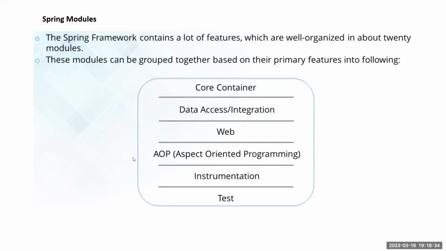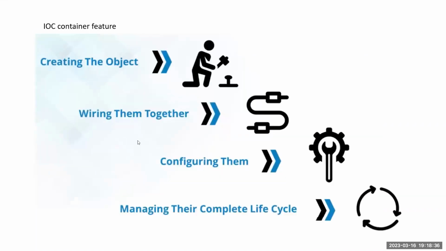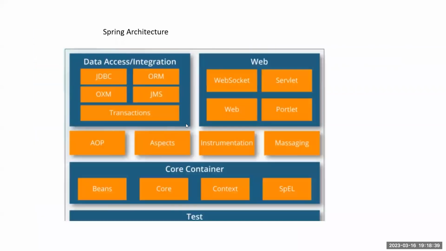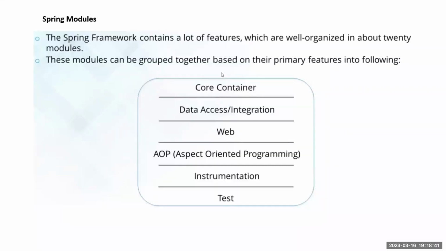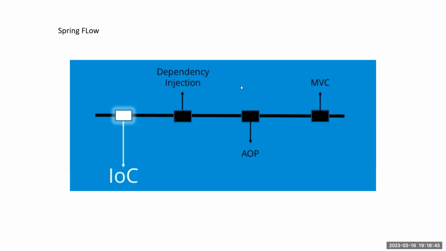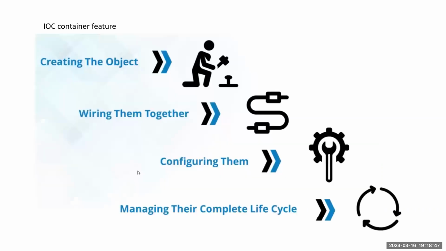Okay, so if you see here the Spring flow, IOC. What is IOC? We were talking about the core container. IOC is inversion of control. So what is this inversion of control?